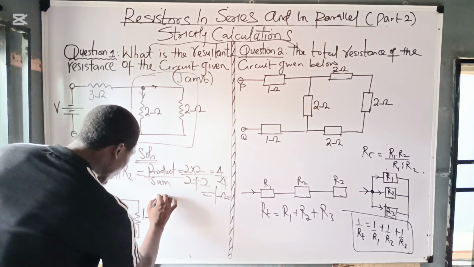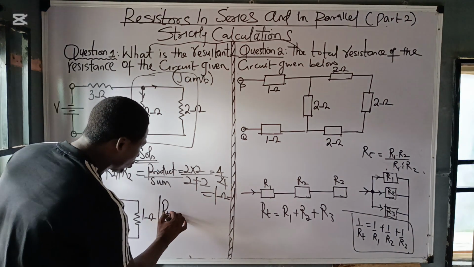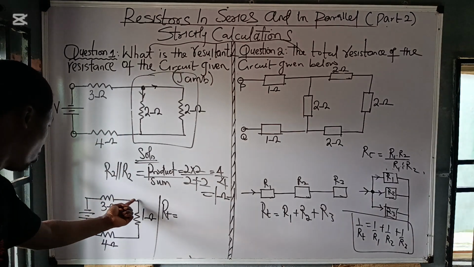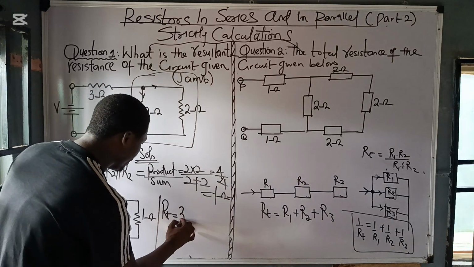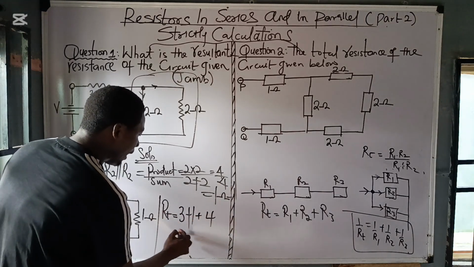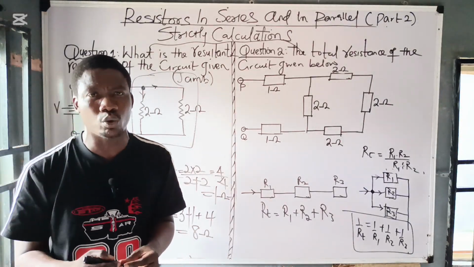See? Then what now becomes the total resistance? The total resistance, R total, because this connection is now in series, as you can see, end to end. See it, the current will flow without dividing. We now have 3 plus 1 plus 4, and that will give us 8 ohms. That is the answer to this particular question.